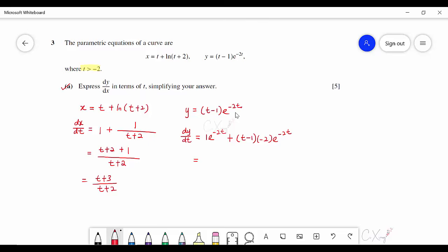Again, because I want to apply the chain rule later to get dy/dx, I think if I factorize it into a product of functions, it will be easier for me to do the simplification later. So I will factorize out the e to the negative 2t. The first term here leaves a 1, and for the second term, what I will have is negative 2t plus 2.